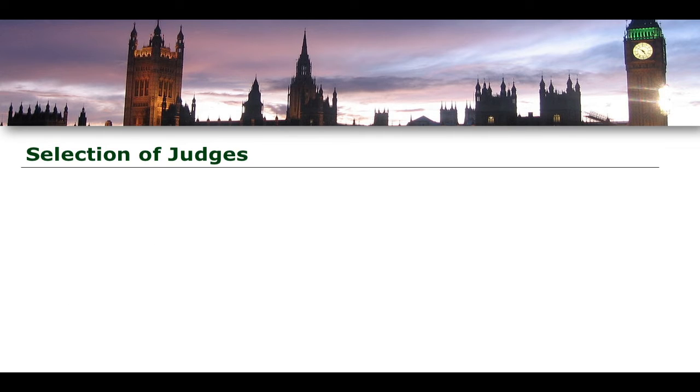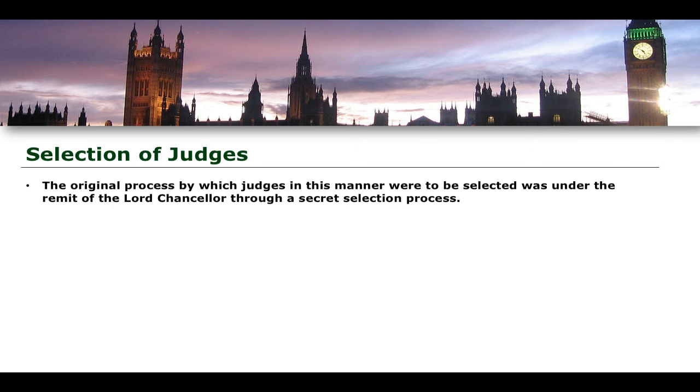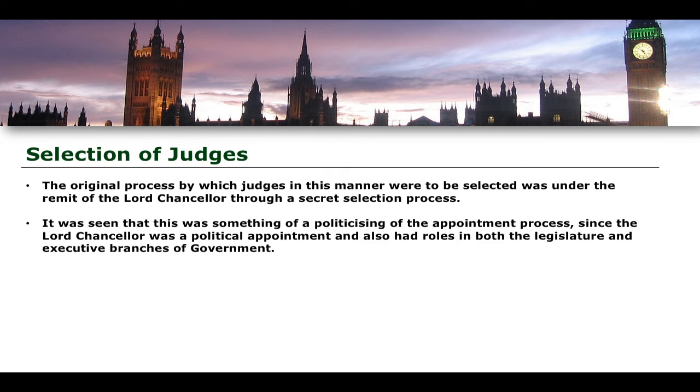Now, when it comes to the selection of judges, the original process by which a judge would have been selected to serve on the judiciary was through and under the remit of the Lord Chancellor. The Lord Chancellor would do a secret selection process. Now, the Lord Chancellor is a role and a position that has changed quite significantly, namely post the constitutional changes that were made under the Blair government of New Labour. But one of the things that the Lord Chancellor was, which was quite controversial, was a member of the cabinet. So it was seen as something of a politicisation of the appointment process.